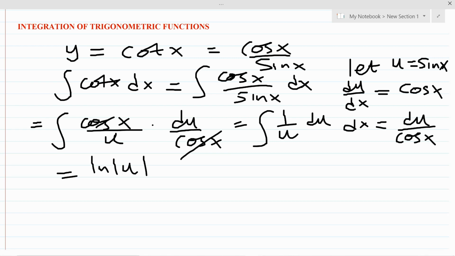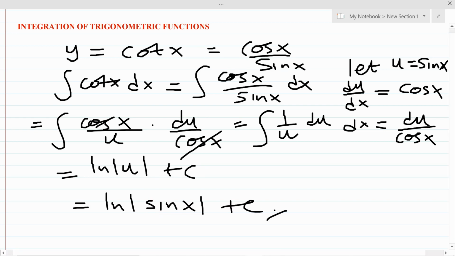The integral of 1 over x is ln x, so the integral of 1 over u du is ln u, then plus c, and our u was sine x. So it is ln of sine x plus c. This is our final answer for integrating cot of x.